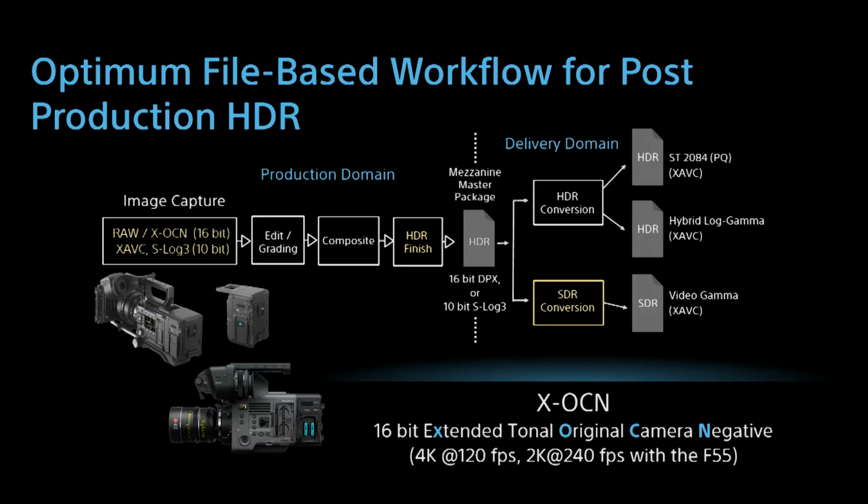Using XOCN, specifically when we attach the recorder to the F55 camera, we are able to achieve 120 frames per second capture in 4K, or 240 frames per second when we are doing a 2K capture.